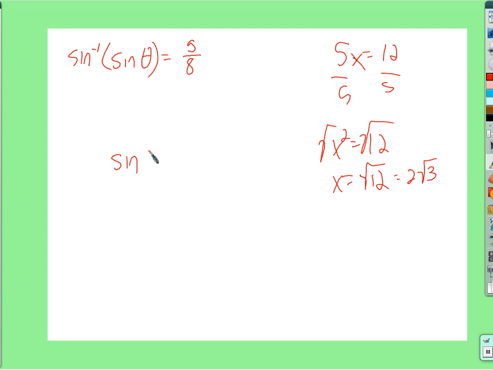Sine of 30. Let's take the inverse sine of that. What's the sine of 30? Okay, so this is a half. Alright, so now we're taking the inverse sine of a half. What's the inverse sine of a half?